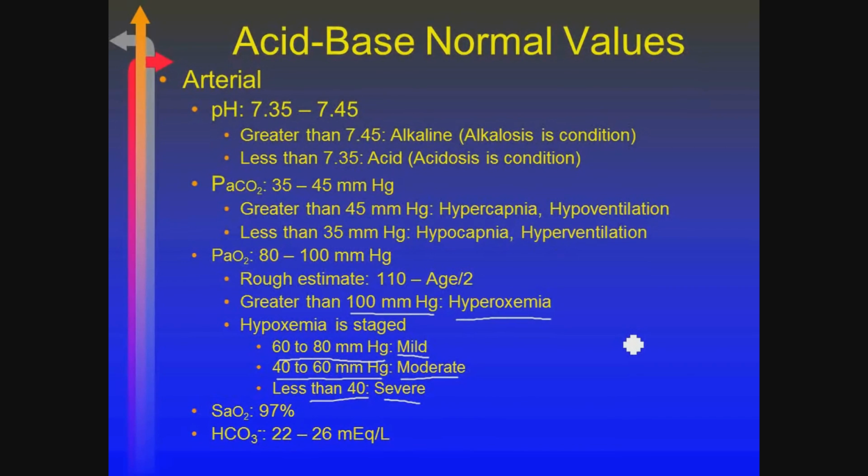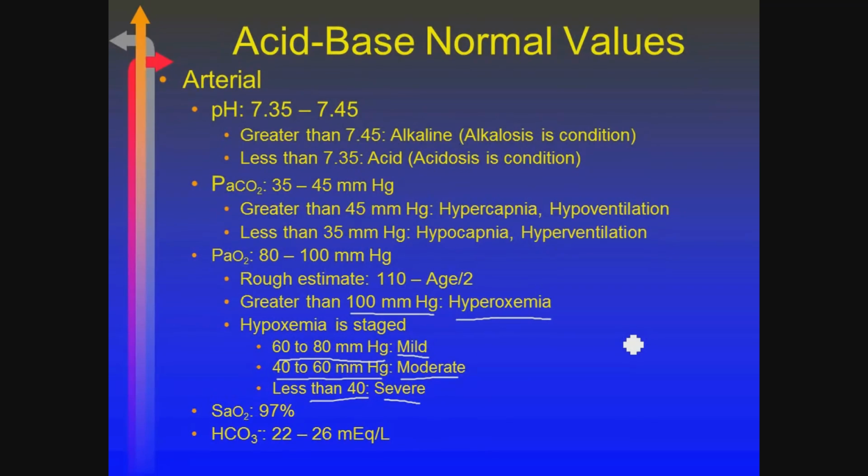Now, I will tell you, every time I test people on this, there's always one or two people in the class that insist on putting moderate as being, they switch moderate and mild. And I have no idea why. It just boggles me. Why would moderate be better than mild? Mild is 60 to 80, moderate is 40 to 60. Severe is less than 40.